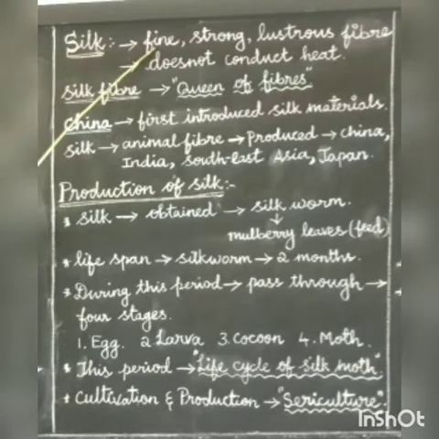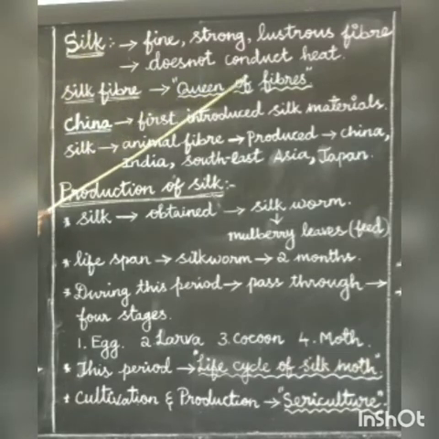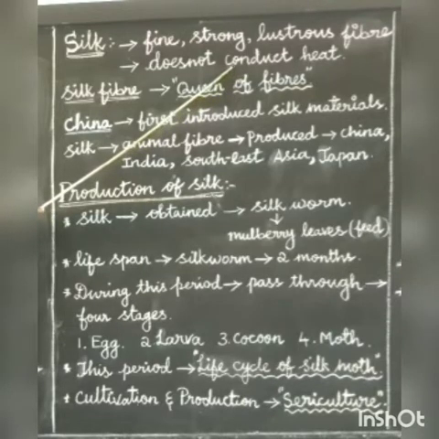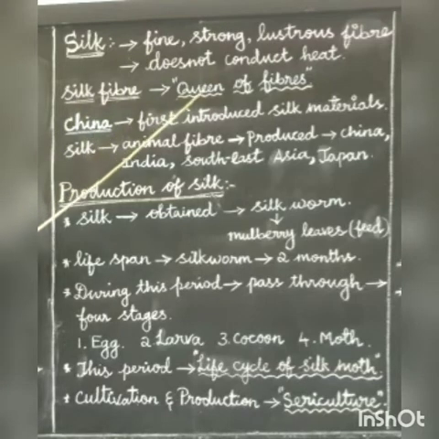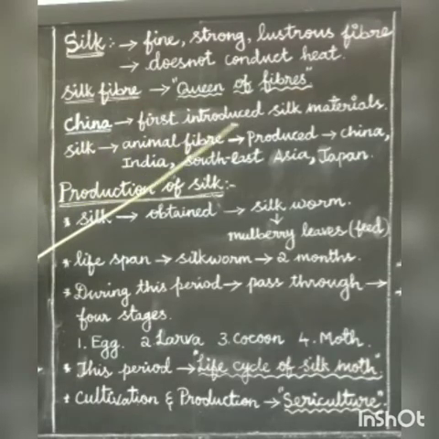Silk is a fine, strong, lustrous fiber produced by silkworms. Silk does not conduct heat and helps us to keep our body warm in winter and cool in summer. Silk fiber is also known as the queen of fibers. Which fiber do we call the queen of fibers? Silk. Nearly 5000 years ago, China first introduced silk materials.